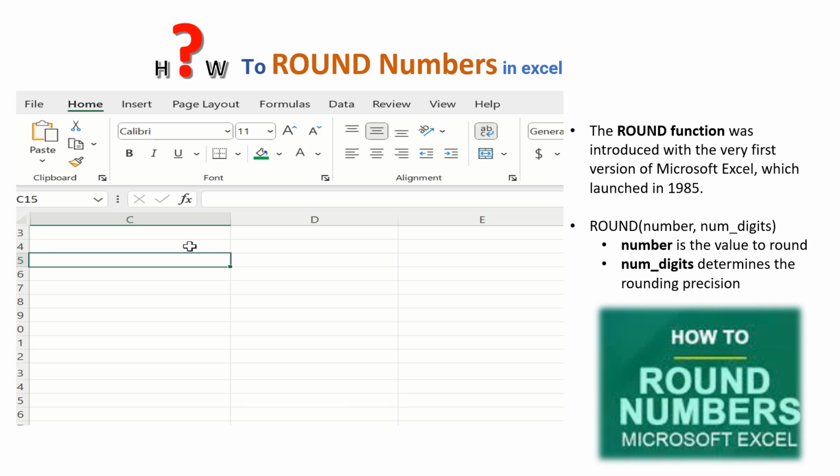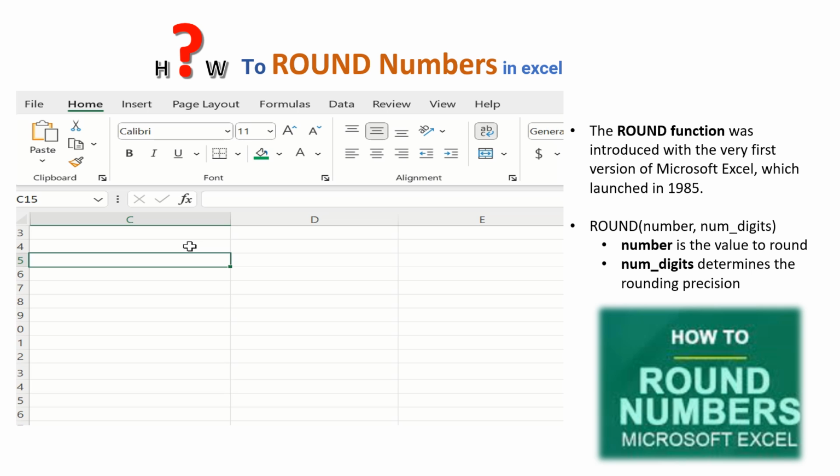ये काफ़ी important function है Excel sheet में and काफ़ी commonly ये use होता है. So let's see the round function. It was invented in 1985. इसके पहले version के साथ वो आया था. So let's go straight to the round function.